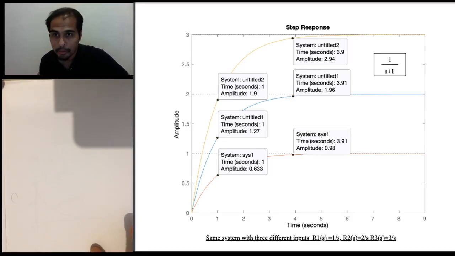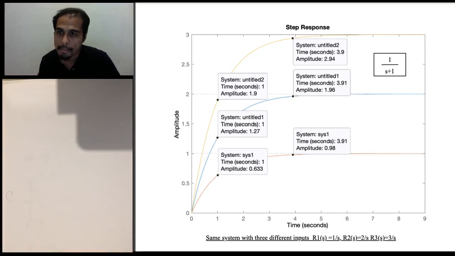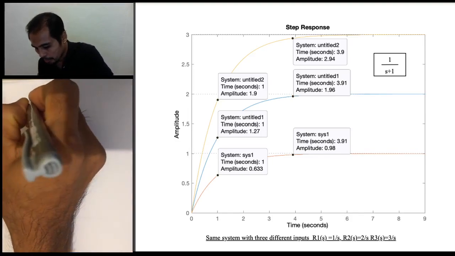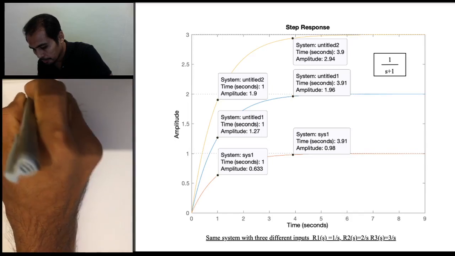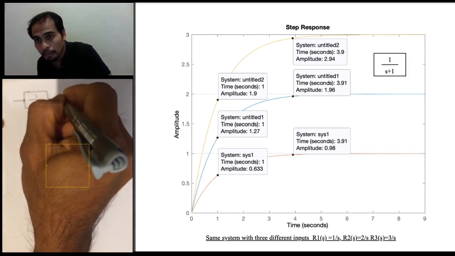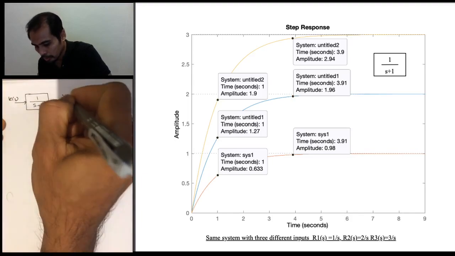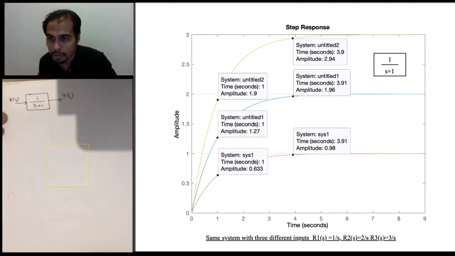Okay, let's continue with first order systems. Now we want to see the effects of the inputs on the system's response. Let's say we have a system 1 over s plus 1 again. Let's say the input is R of s and the output is Y of s. We need to see what the effects of the inputs are on the system response.